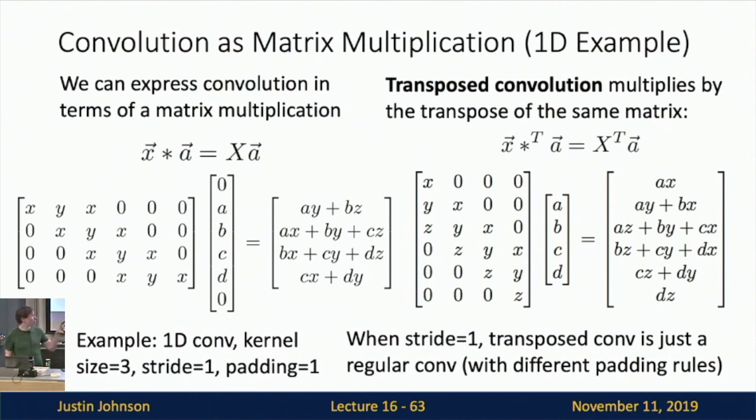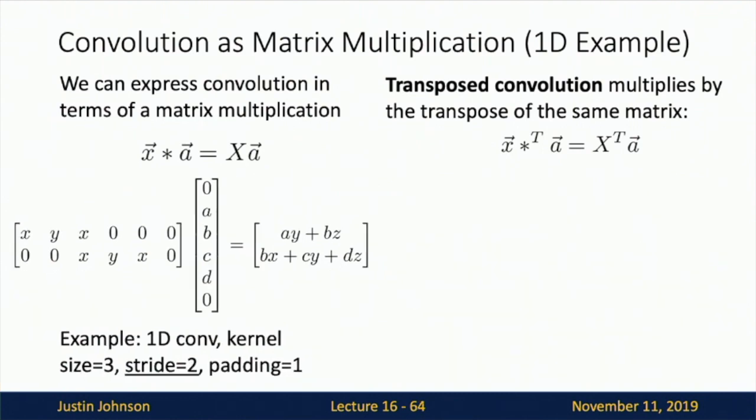And if you look at the form of this matrix multiply, you can see that transposed convolution with stride 1 actually corresponds to a different sort of normal stride 1 convolution. We can see that because the transposed data matrix X has the same kind of sparsity pattern in the transposed form as it did in the untransposed form. And what that means is that for stride 1, convolution and transposed convolution are basically the exact same thing, modulo slightly different rules for how padding works, but mathematically they're basically equivalent.